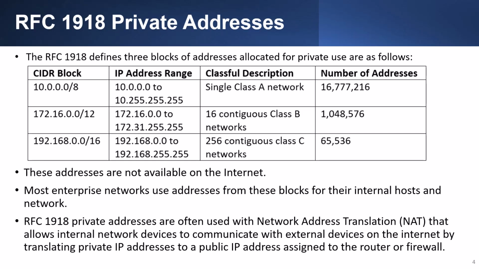You should also recall from the last video that RFC 1918 has reserved addresses for private use, as indicated by the table shown on the screen. These addresses are not available on the internet. Most enterprise networks use addresses from these blocks for their internal hosted network. RFC 1918 private addresses are often used with network address translation, or NAT, that allows internal network devices to communicate with external devices on the internet by translating private IP addresses to a public IP address assigned to the router or firewall.